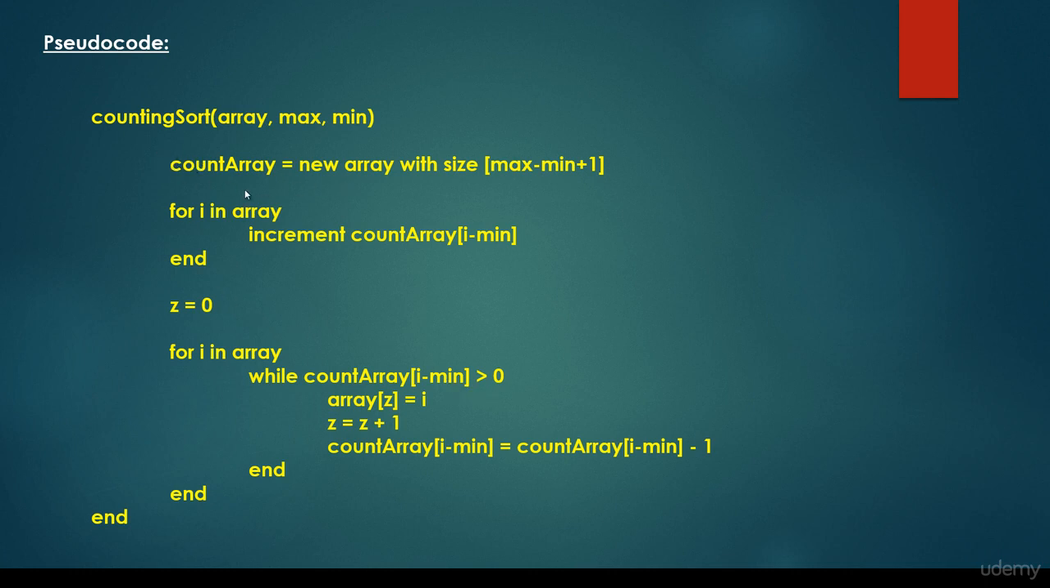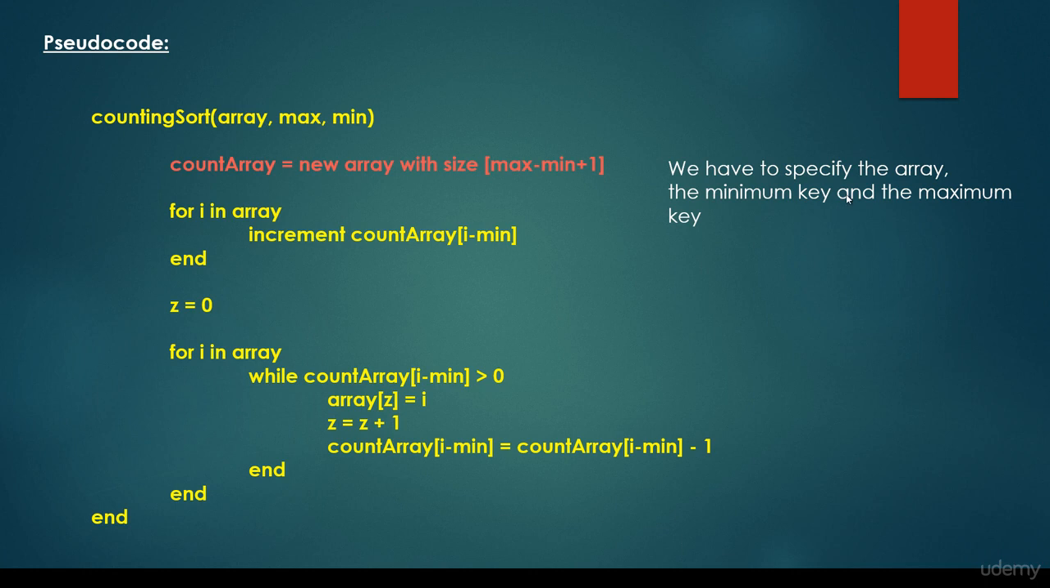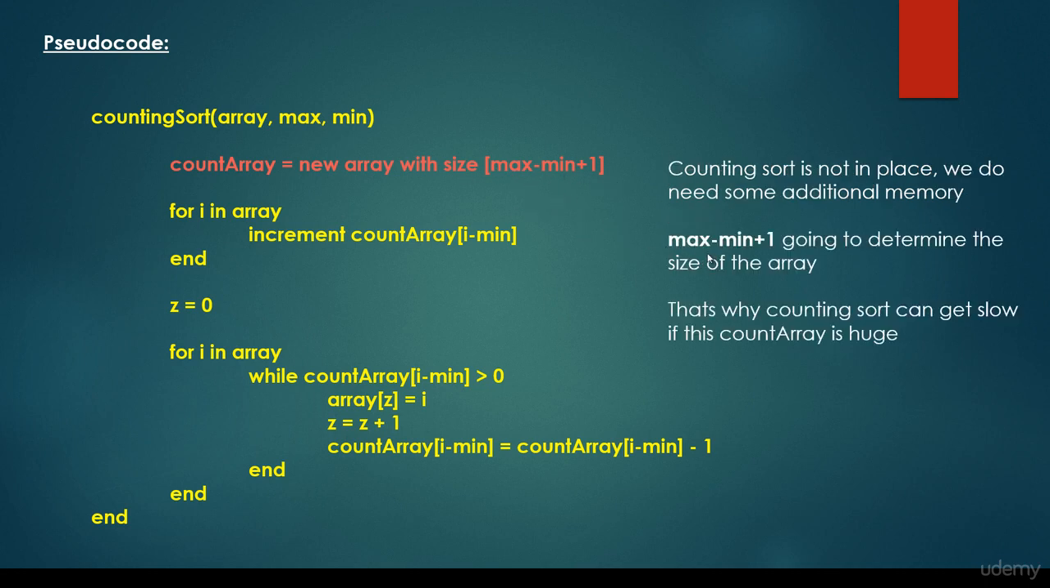We just have a counting array basically. We have to specify the array, the minimum key and the maximum key. How many slots do we need? The max minus min plus 1. This is what we have been discussing. Okay, so max minus min plus 1. That's why counting sort can get slow if this count array is huge.